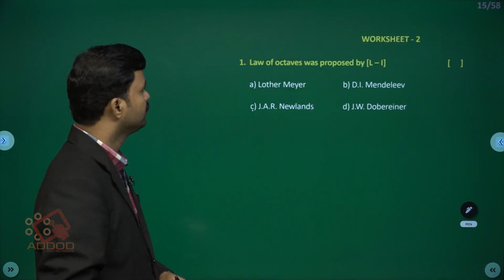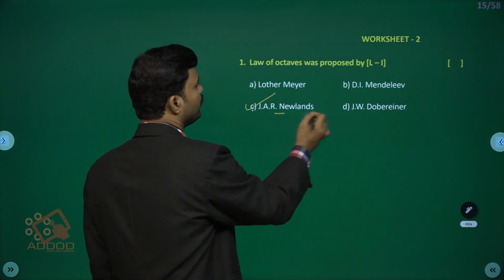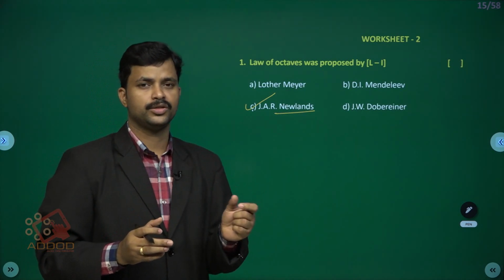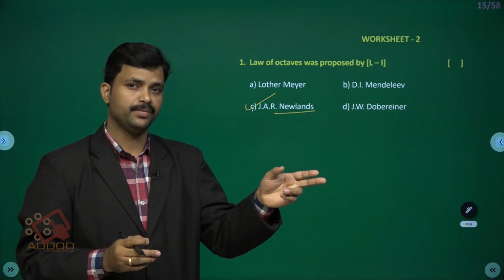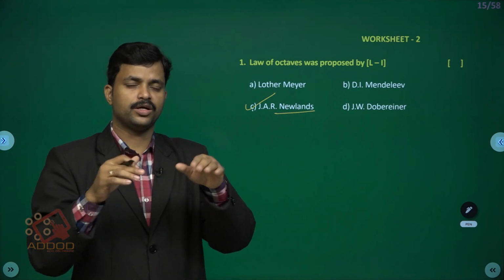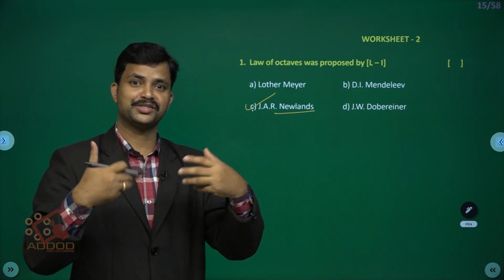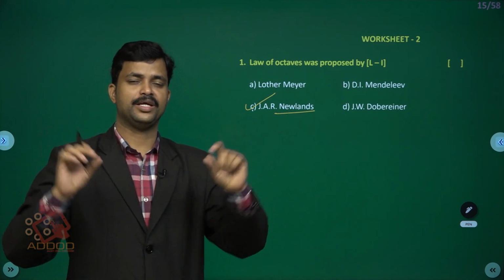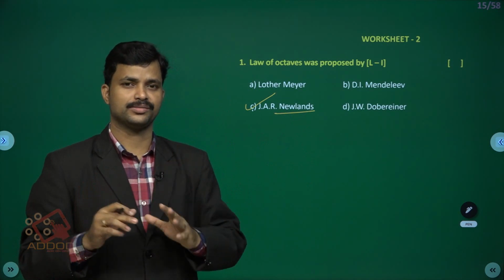The law of octaves was proposed by Newlands. Newlands suggested the law of octaves, which he compared with the musical notes sa, re, ga, ma, pa, da, ni, and again the eighth note will be sa, right? Saptaswara, they compared. Newlands used the Indian musical system as that framing. The first element and the eighth element will have similar properties.